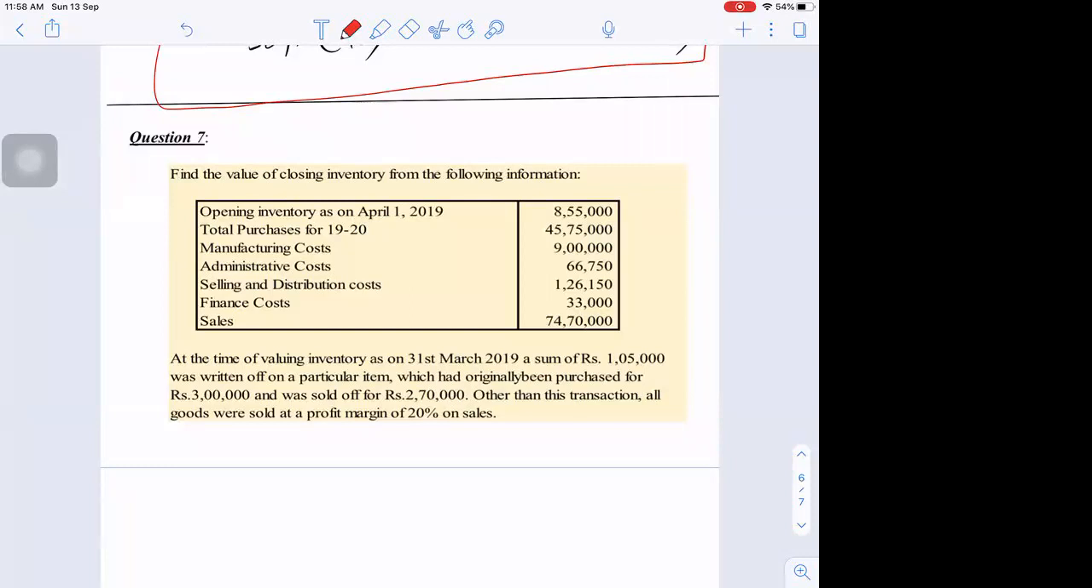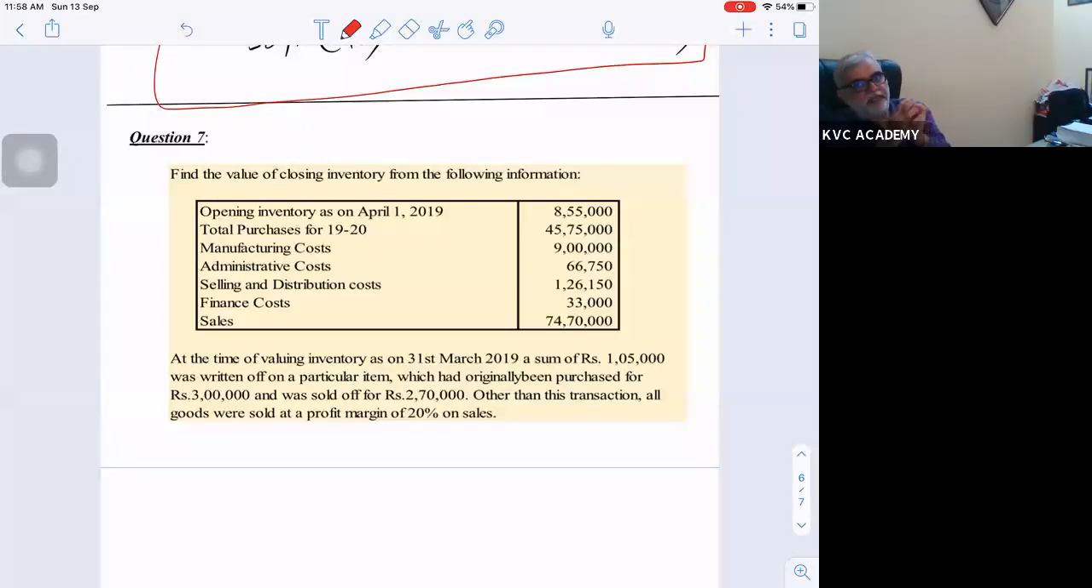At the time of valuing inventory as on 31st March 2019, a sum of rupees 1,05,000 was written off on a particular item which had originally been purchased for rupees 3 lakh and was sold off for rupees 2,70,000. Other than this transaction, all goods were sold at a profit margin of 20% on sales. We're supposed to find the closing inventory.